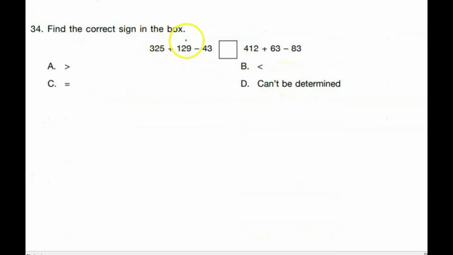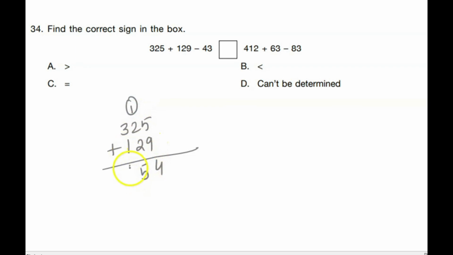Find the correct sign in the box. Okay, 325 plus 129. We have to add. 9 plus 5 is 14. 2 plus 1 plus 1 is 5, and 3 plus 1 is 4. Minus 43. Okay, let's subtract 43. 4 minus 3 is 1. 5 minus 4 is 1, and 4.